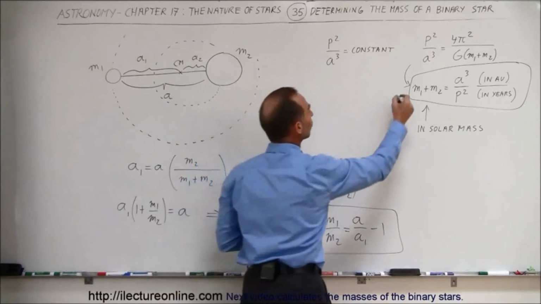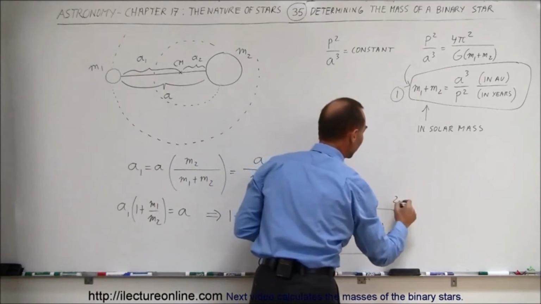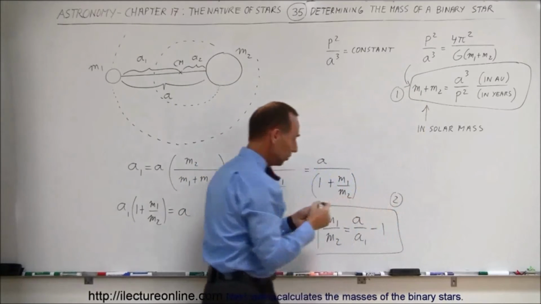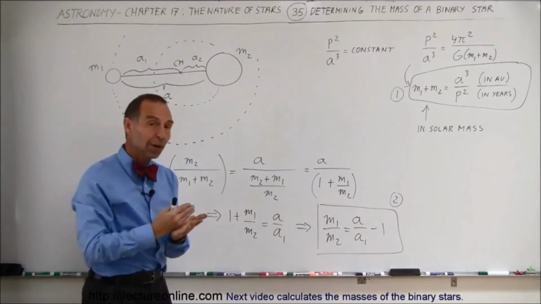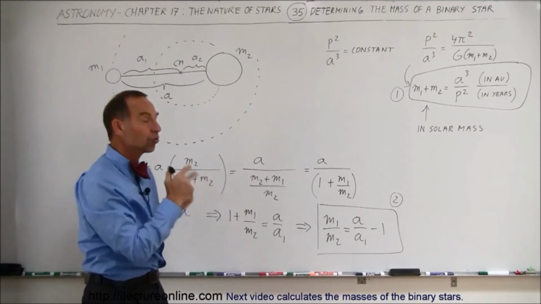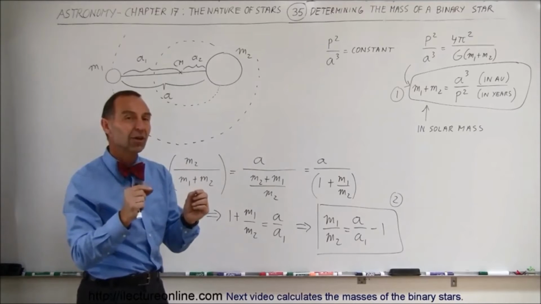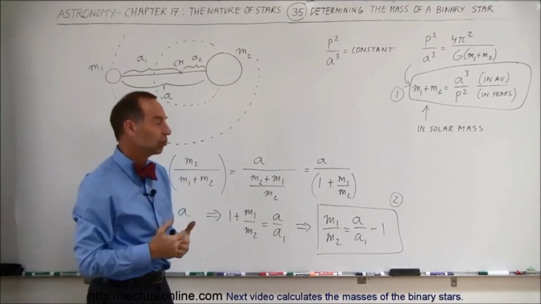Now we have two equations. We have this equation and we have this equation. Together, we should be able to solve for both m1 and m2. This is how astronomers determine the mass of two stars in a binary star system.